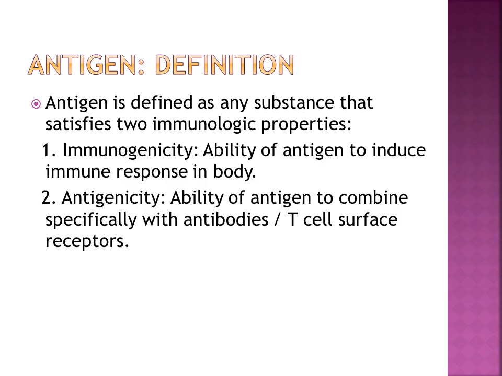So antigen is defined as any substance that satisfies two immunological properties, that is immunogenicity and antigenicity. So what is immunogenicity? It is the ability of antigen to induce immune response in the body. And what is antigenicity? It is the ability of antigen to combine specifically with antibodies or T cell surface receptors.